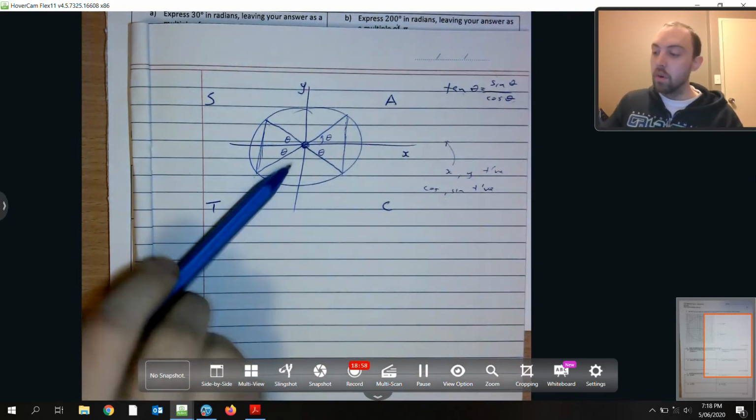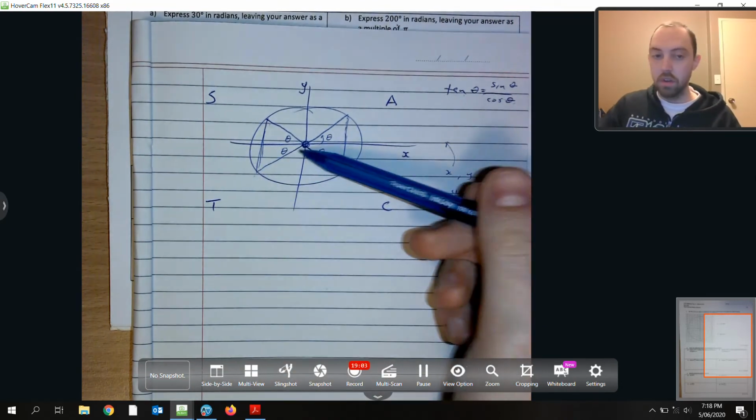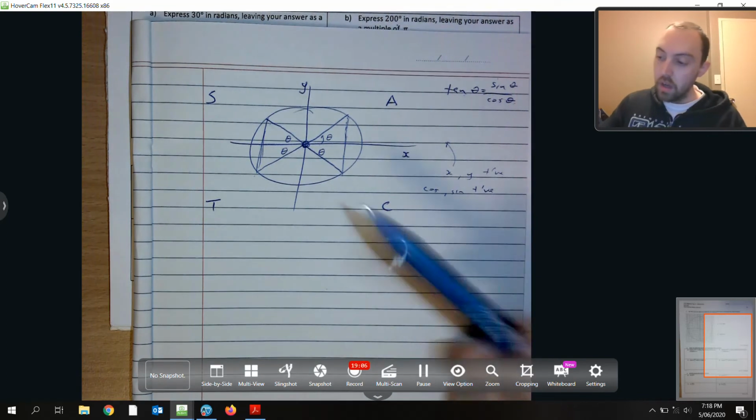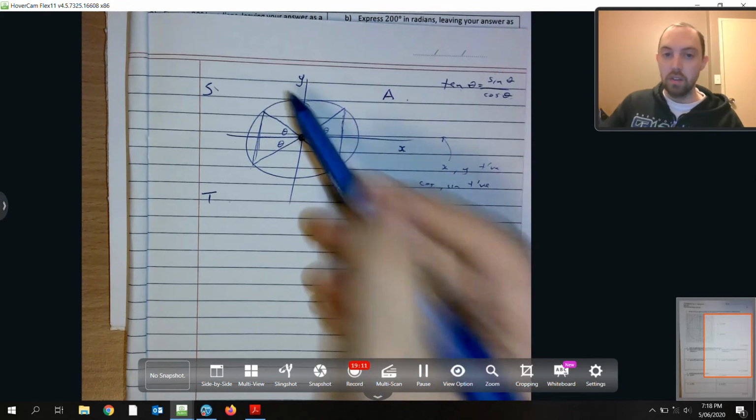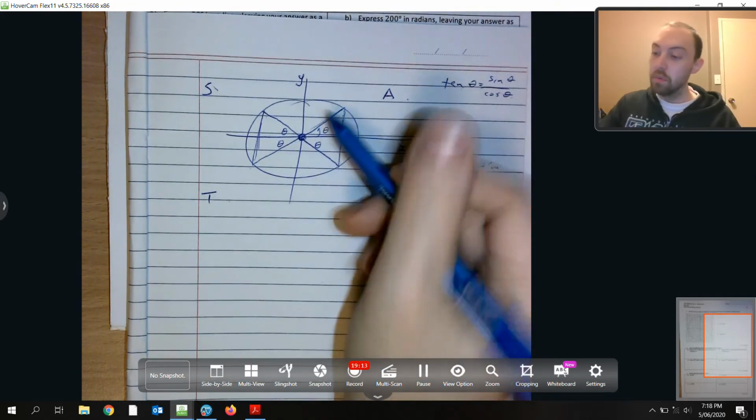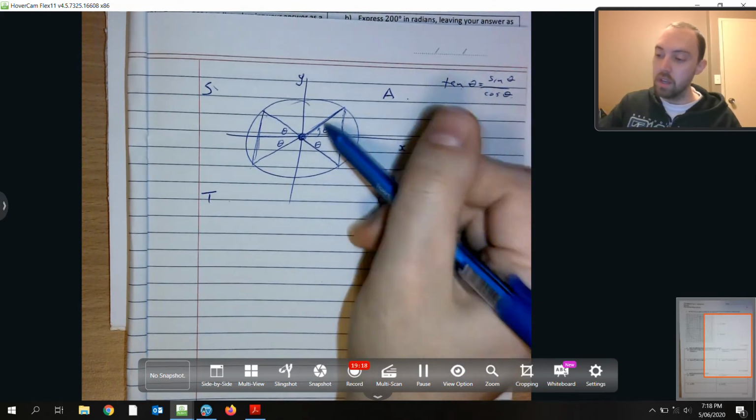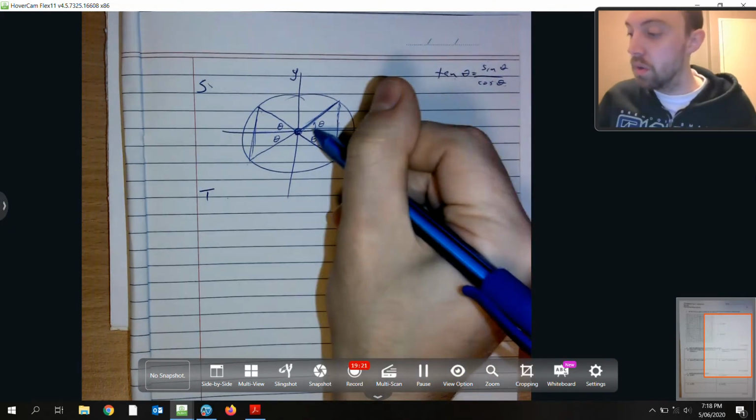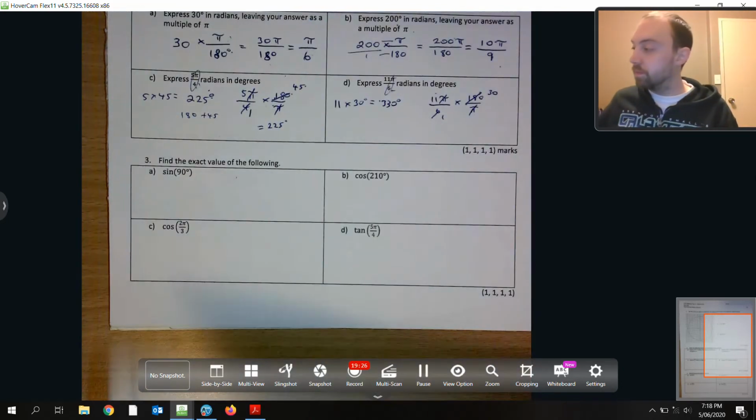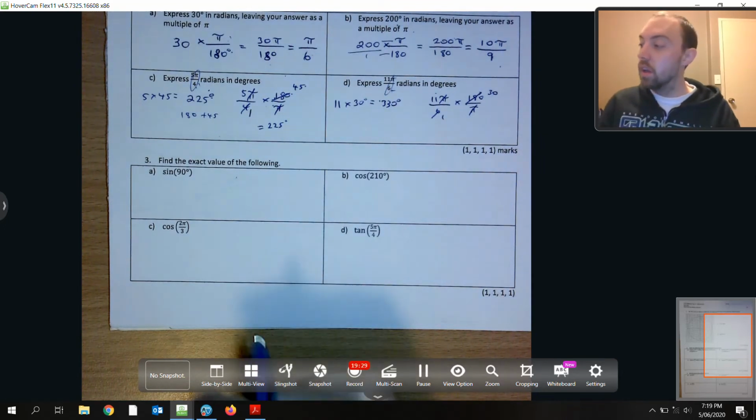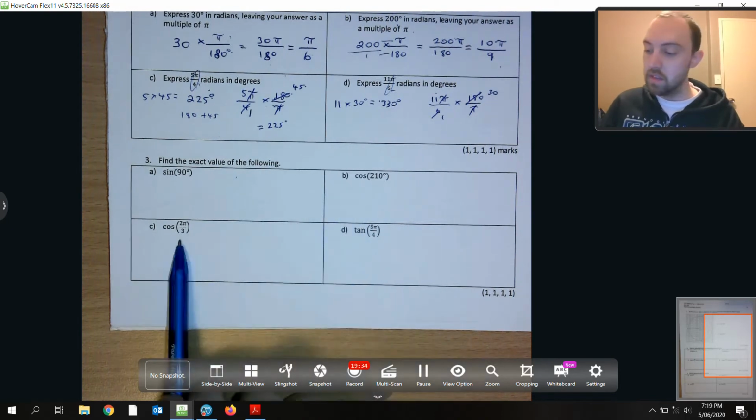So positive x, positive y, negative x, negative y. Which is where your all stations to central comes from, because it's where your x and your y's are positive or negative. Regardless, we're thinking about this bow tie formation. Angles within this are always measured from the positive x-axis. In that regard, that's what we're going to use for parts B, C, and D.